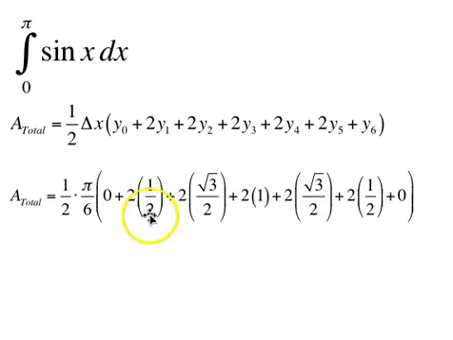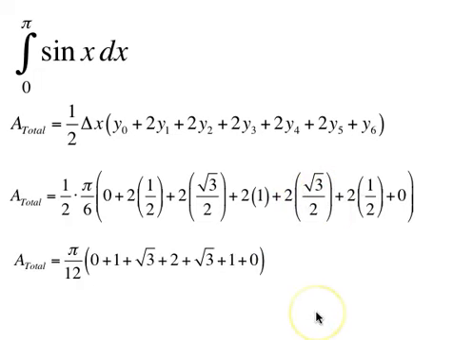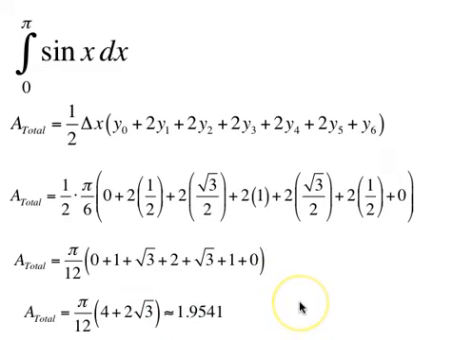But notice how nice this is. 2 times 1/2 is 1. 2 times root 3 over 2 is root 3. 2 times 1 is 2. 2 times root 3 over 2 is root 3, and 2 times 1/2 is 1. And this is probably going to be the easiest computational trapezoidal rule problem you could ever do. 1 plus 1 plus 2 is 4, root 3 plus root 3, 4 plus 2 root 3. So we get pi over 12 times 4 plus 2 root 3, or 1.9541 is our approximation using 6 trapezoids.